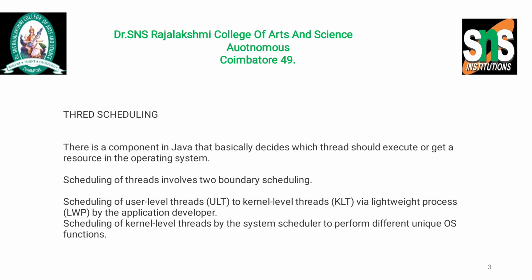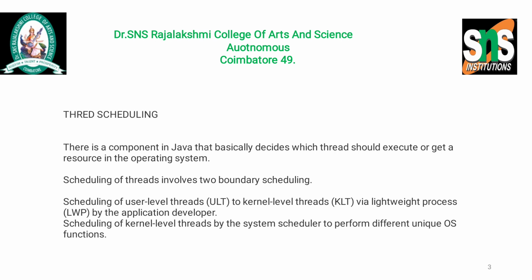The thread scheduling is a component in Java that basically decides which threads should execute or get a resource in an operating system. So thread scheduling is a plan of work. That means if we have four types of threads in a process, we have to decide which thread should execute first, which thread should execute next, and which thread should get executed last. This is done with the help of thread scheduling algorithms.